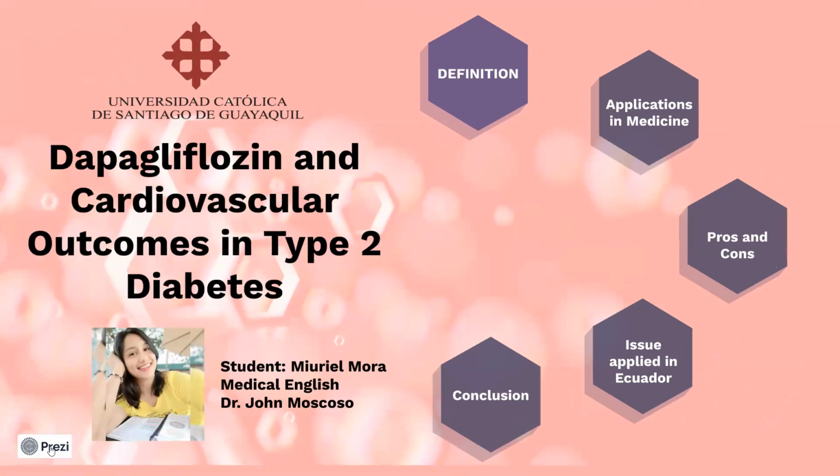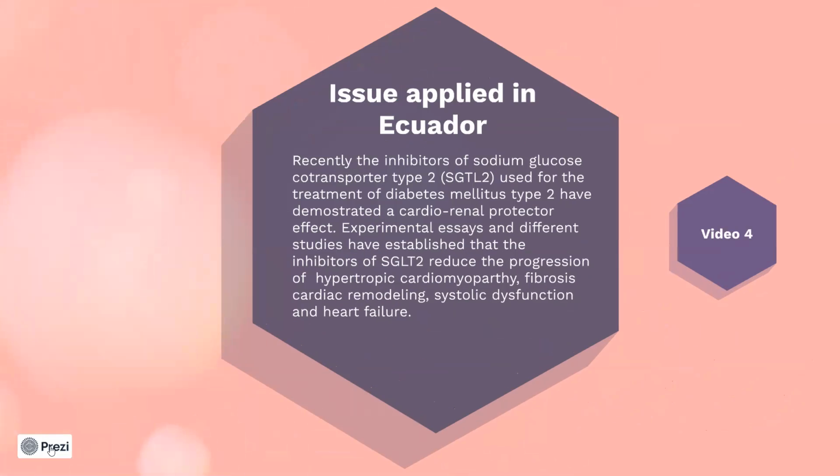Used application in Ecuador. Resisted the inhibitor of sodium glucose cotransport type 2, CETL2, used for the treatment of diabetes mellitus type 2 have demonstration a cardiorenal protector effects. Experimental acid and different studies have established that the inhibitor of CELT2 reduces the progression of hypertrophic cardiomyopathy, fibrosis cardiac, remodeling, systole, diffusation, and heart failure.